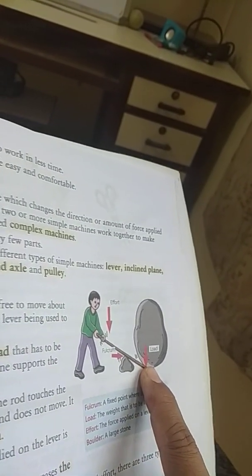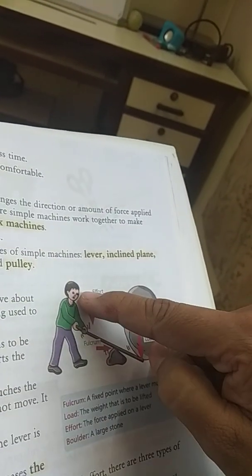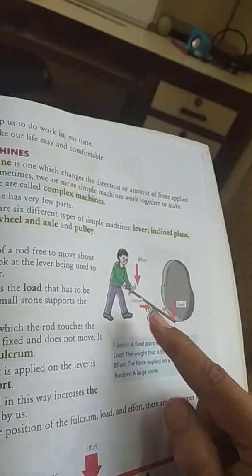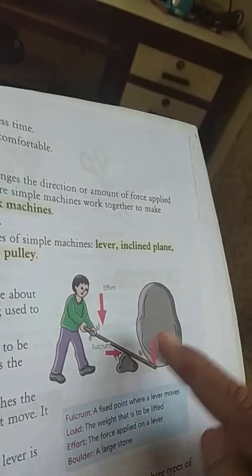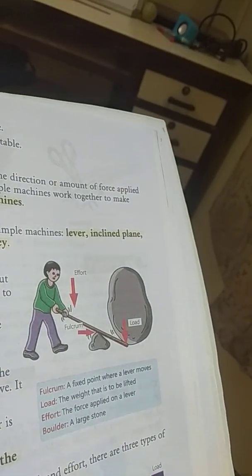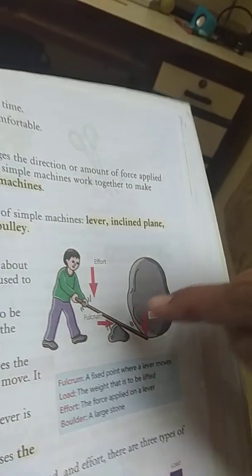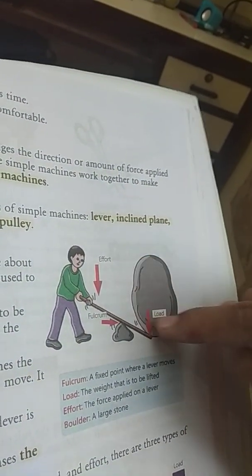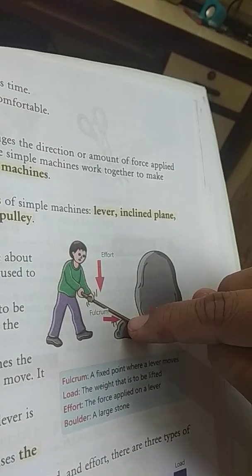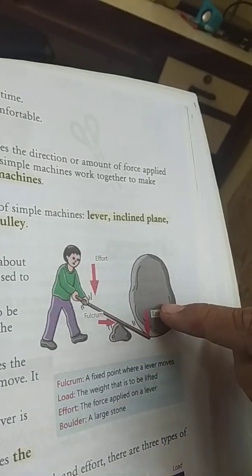Depending upon the position of the fulcrum, the load and the effort, there are 3 types of levers. So I hope you have understood what a fulcrum is: a fixed point where the lever moves. What is load? The weight that has to be lifted. What is effort? Effort is the force applied on a lever. And here you can see the big boulder acting as the load.